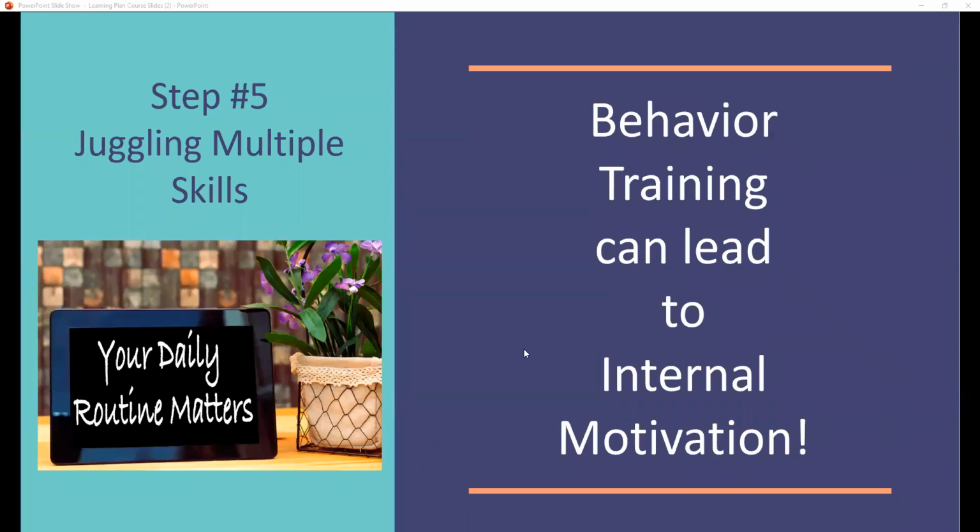All right, the next lesson is going to be on managing behavior. And that's also part of juggling multiple skills, but I wanted to separate that in our lessons so that we're talking specifically about behaviors, especially common behaviors that kids with special needs may present with, how to prepare for those, and be proactive instead of reactive.